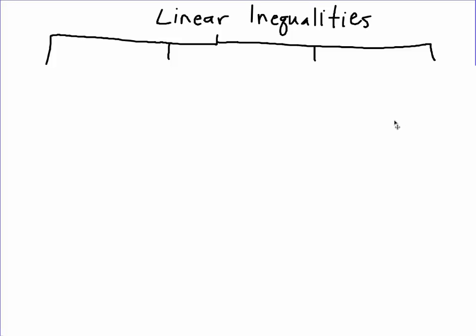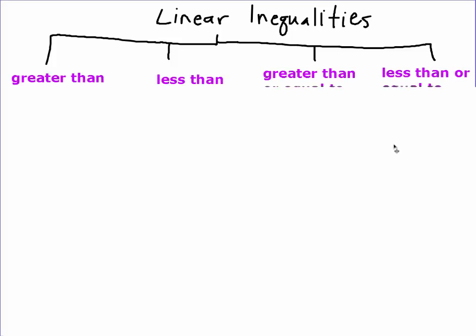There are four types of linear inequalities we're going to look at today. You've got your greater than, less than, greater than or equal to, and less than or equal to. Along with those come the four different symbols. You're all familiar with these. Equal to's have the line underneath, and not equal to's do not.